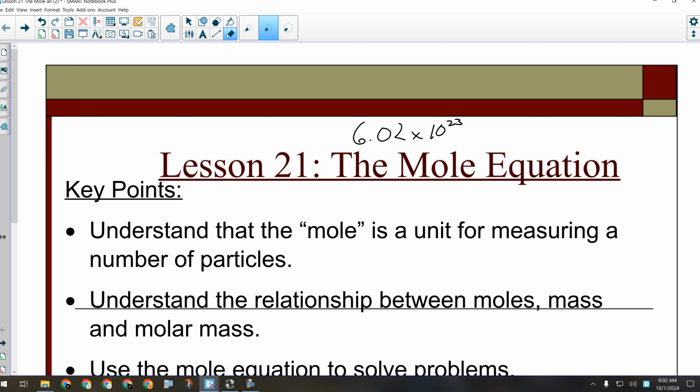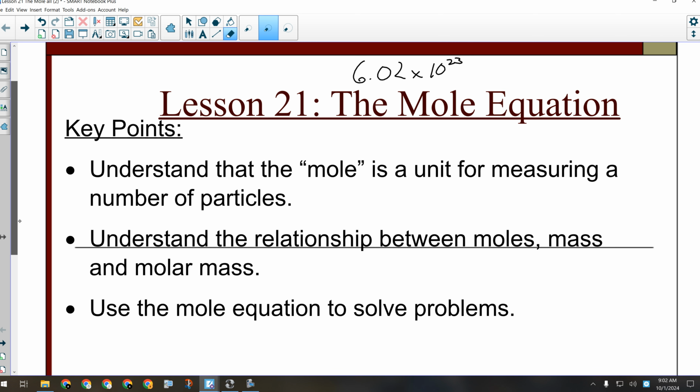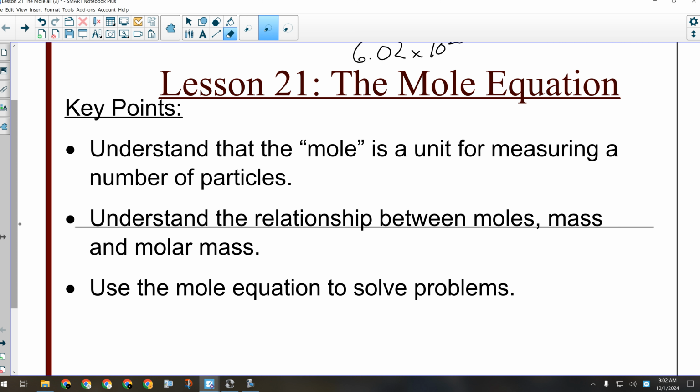So we have this number called the mole that represents a certain number of particles, right? Now, the mole equation, okay, is just that. It's a simple equation, okay, that we'll use to calculate things like mass, number of moles, okay, number of particles, and things like that. Okay, so we'll go over that in a little bit.